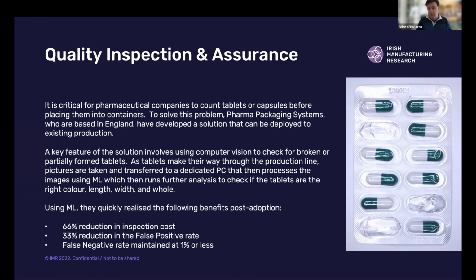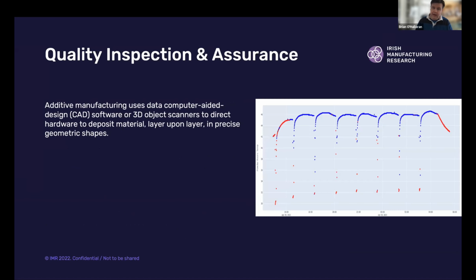Pharma Packaging Systems are based in the UK. They have a solution which they deploy to existing production. And using machine learning, they quickly realize the benefits, where they're able to reduce the cost of inspection by two thirds, and reduce the false positive rate in their fault detection by one third.